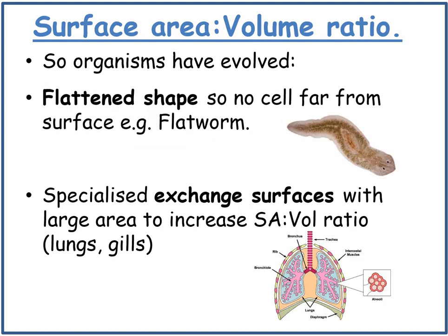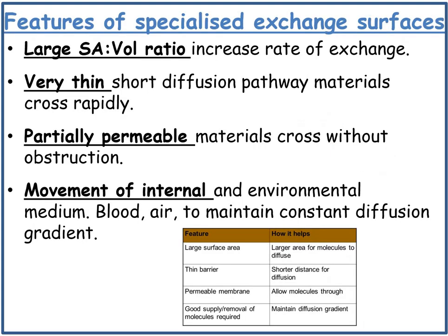So some organisms have evolved special adaptations. So things like the planaria or flatworm have a flattened shape. Therefore, the diffusion pathway is shorter, no cell is far from the surface. Or they can have specialised exchange surfaces with a large area to increase the surface area to volume ratio. And examples of specialised exchange systems would be lungs of humans or gills of fish.